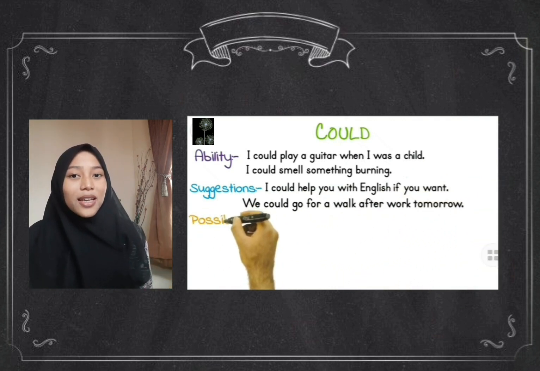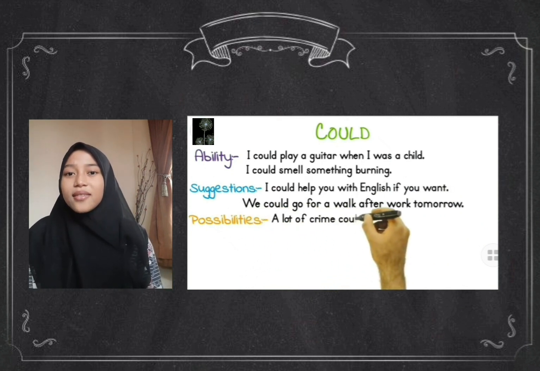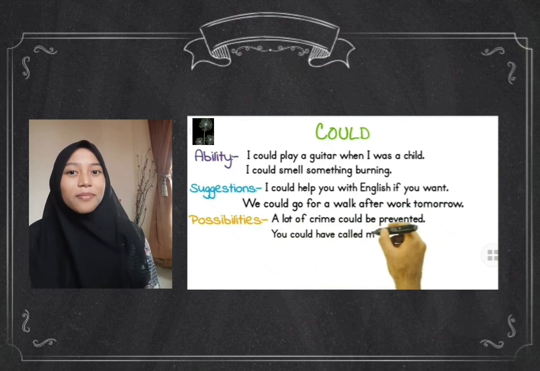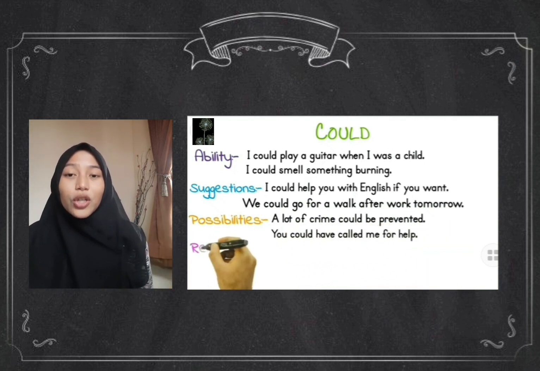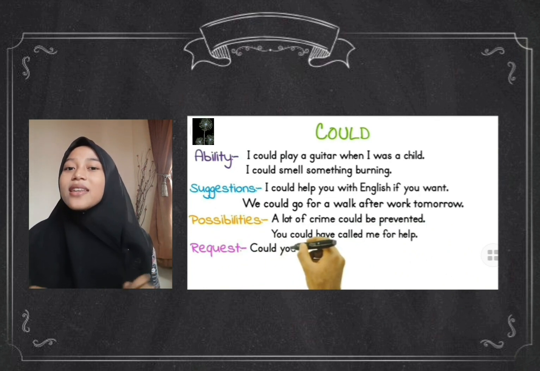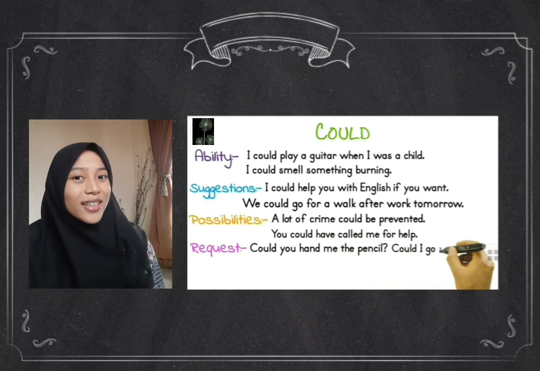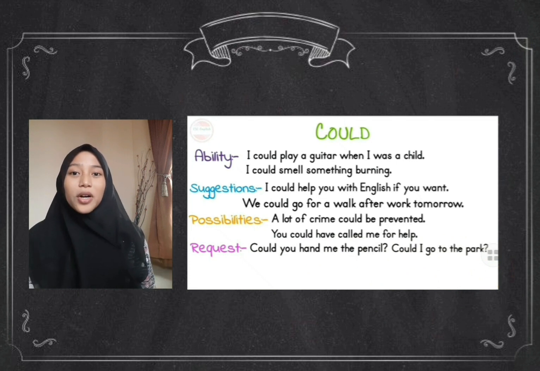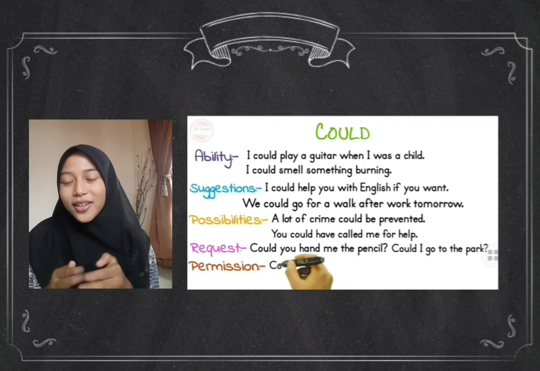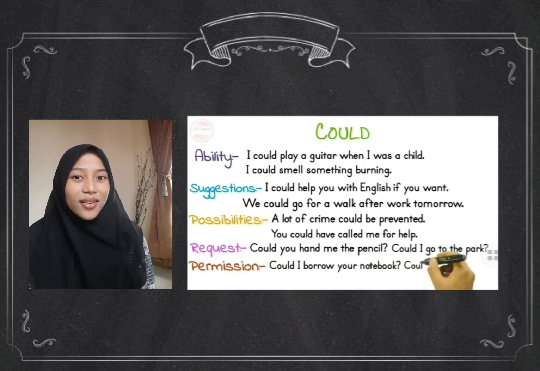Could shows possibilities. For example, a lot of crime could be prevented. The second, you could have called me for help. Could shows request. For example, could you hand me the pencils? The second, could I go to the park? Could shows permission. For example, could I borrow your book? And the second, could I speak to Mary?